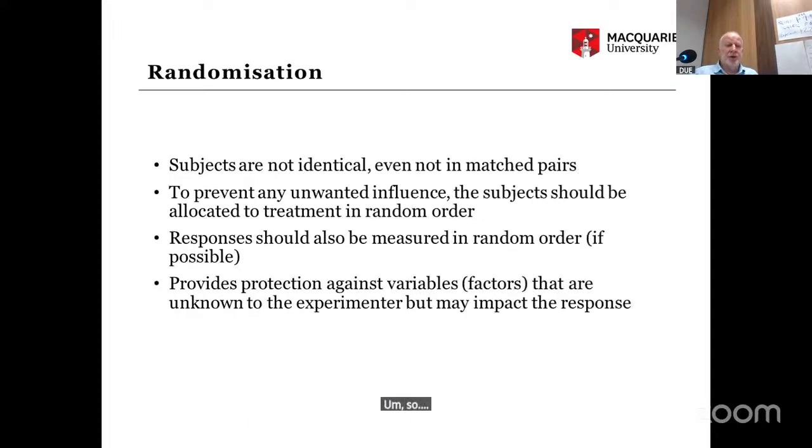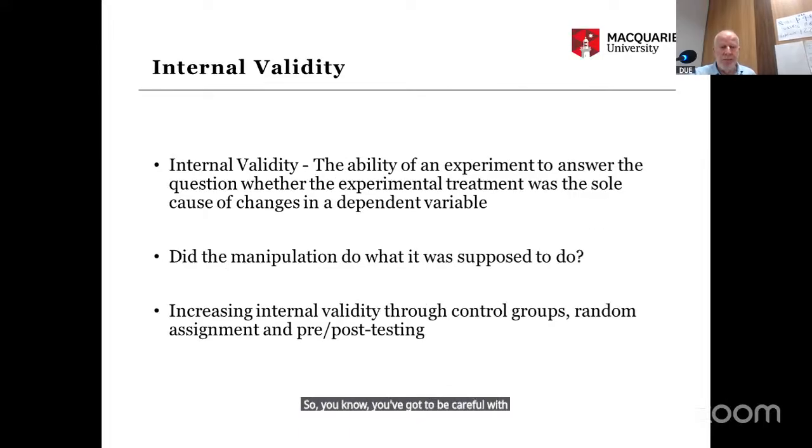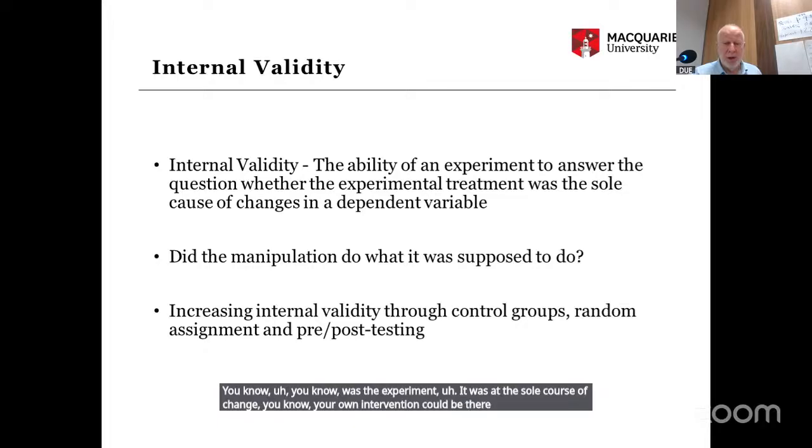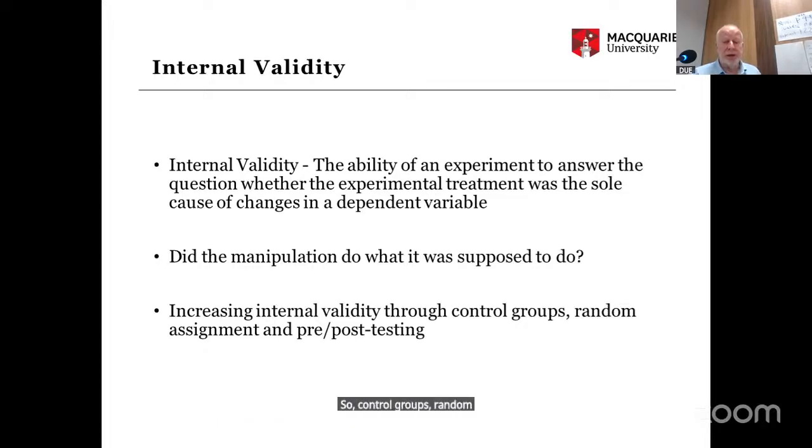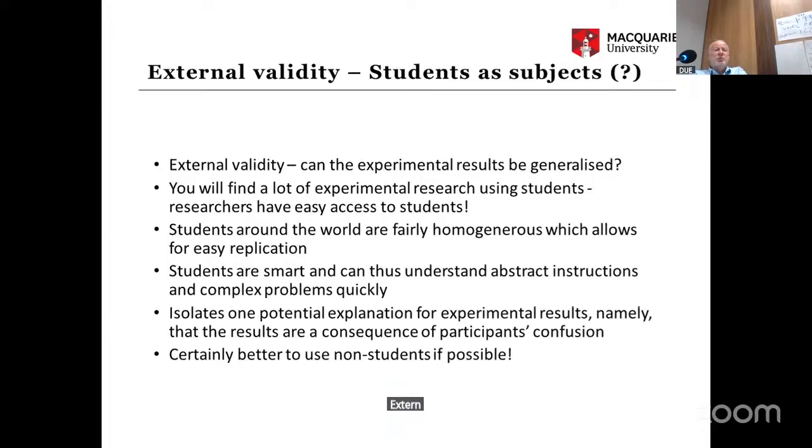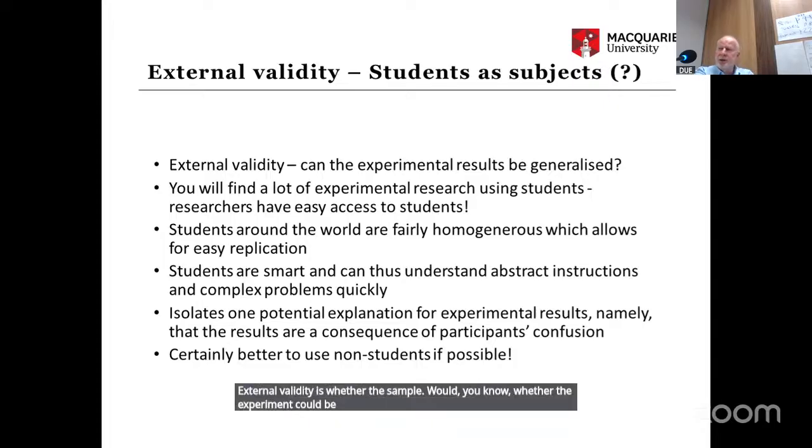Even in matched pairs, the subjects aren't identical, right? So you've got to be careful with that. Internal validity: was the experiment the sole cause of change? Your own intervention could be there. Control groups, random assignment, and pre-post testing increase internal validity. External validity is whether the experiment could be reproduced, say, in another country or another time, and get the same results.